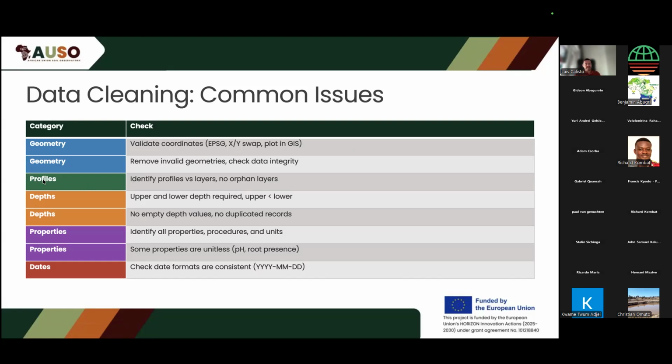Then we also have profiles. It's very important, and from my experience, most of the soil experts know this rule. If we have layers, if we have measured layers, even a topsoil is just one layer, it's important to know which profile links to which layer. So I cannot have orphan layers. I cannot have a layer that does not have a profile. Otherwise, I mean, I can, but then of course these won't go to the database because it's an orphan.